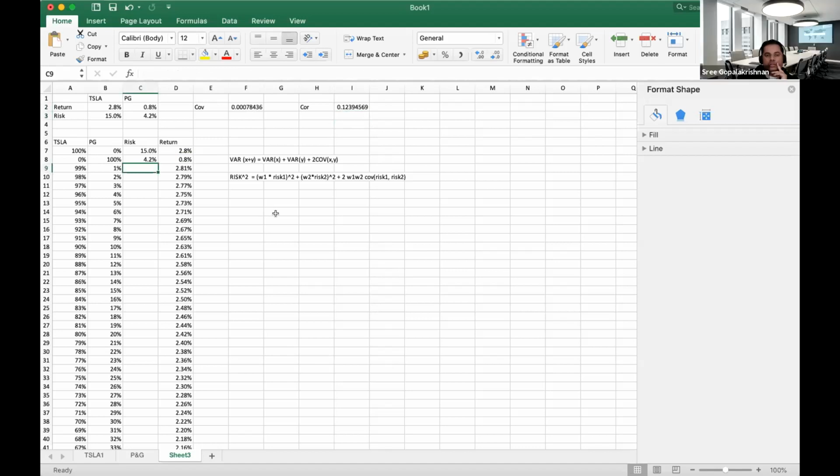How did you calculate the correlation? Can you show me that again? So correlation is covariance divided by one standard deviation multiplied by the other.